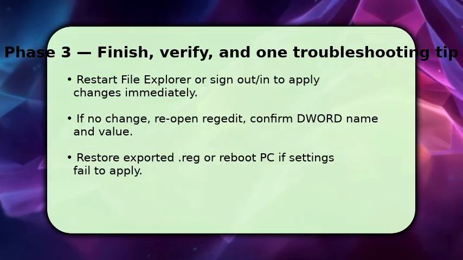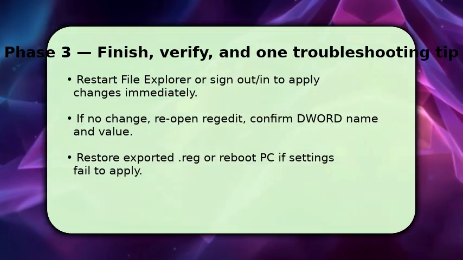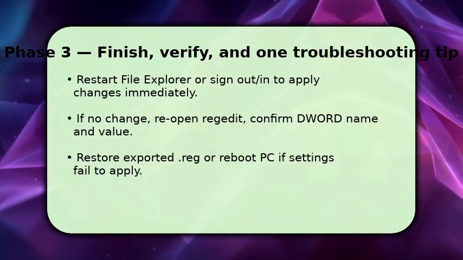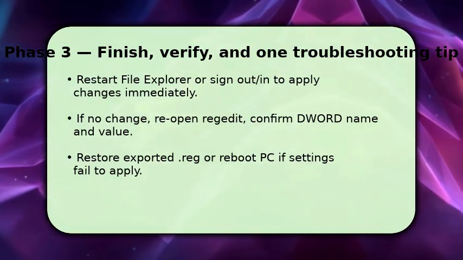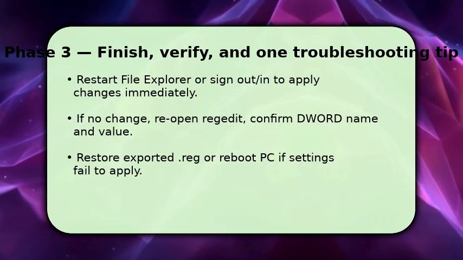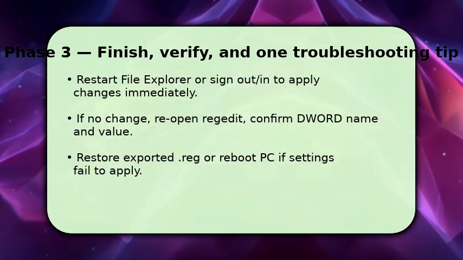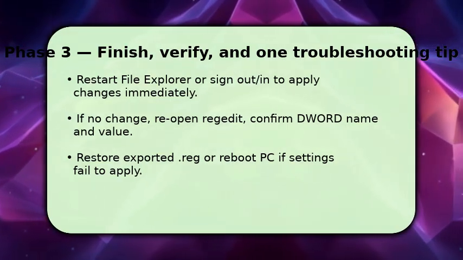If the icon didn't change, reopen Regedit, confirm Searchbox Taskbar Mode is correctly named and set to 0, 1, or 2, and restore the exported reg backup if something went wrong. If problems persist, reboot the PC and verify.